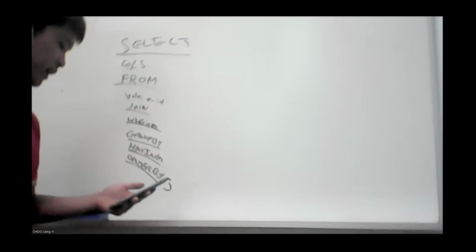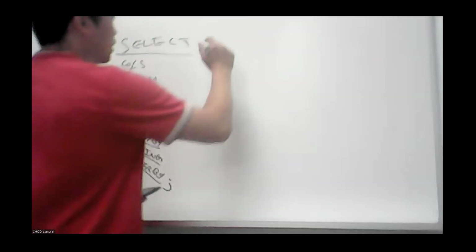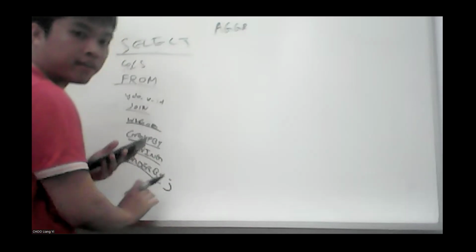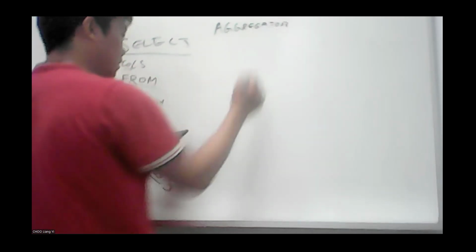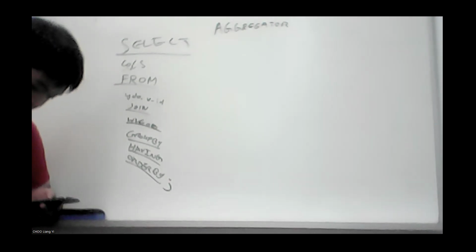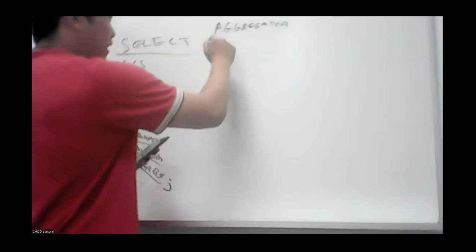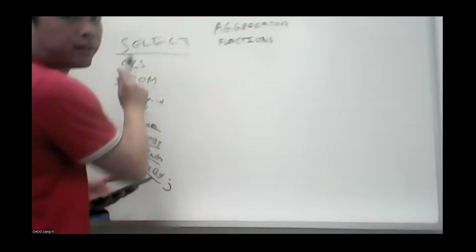For the purposes of BDM, there are two types of functions you can perform on the column. The first one is called aggregator. Aggregator just means you add everything, or you calculate something. So aggregator functions, this is the first thing you can do to the column part.